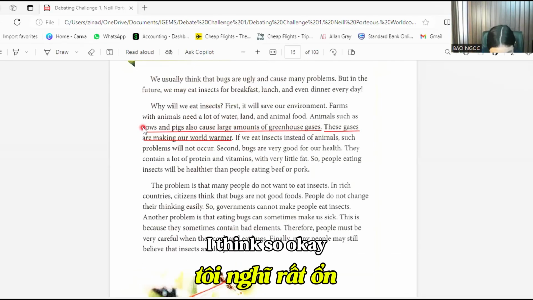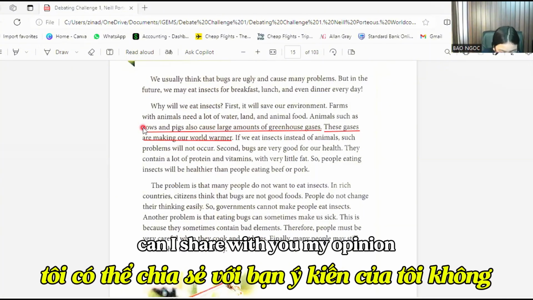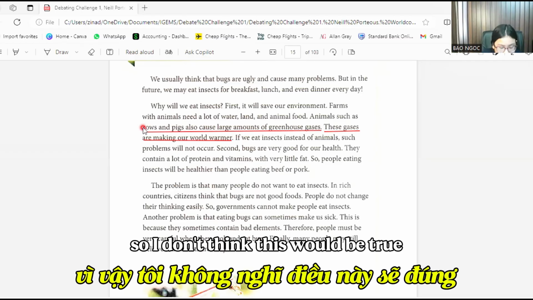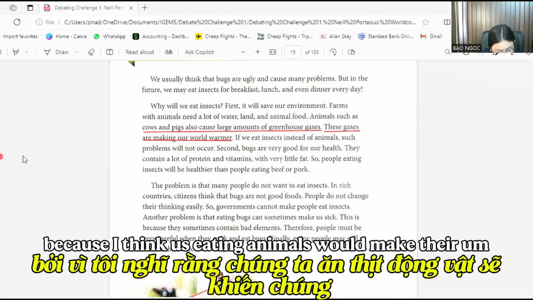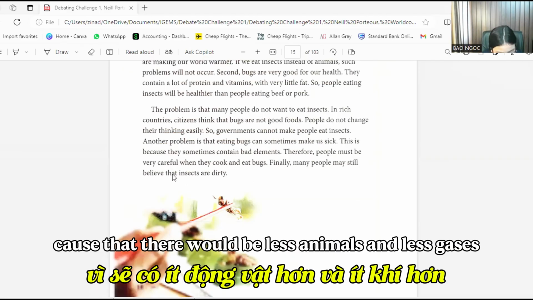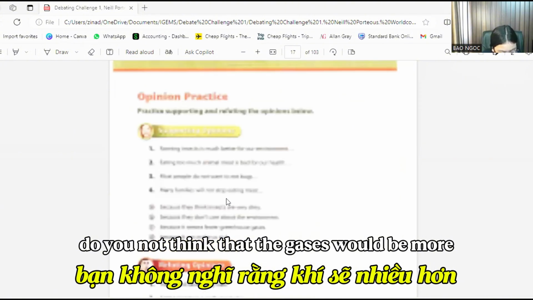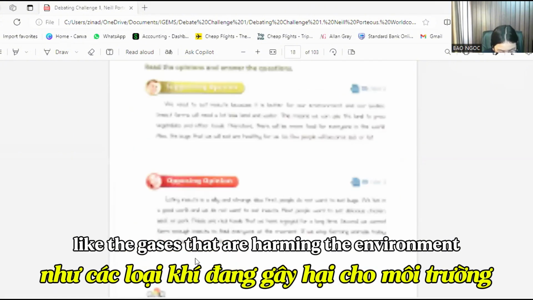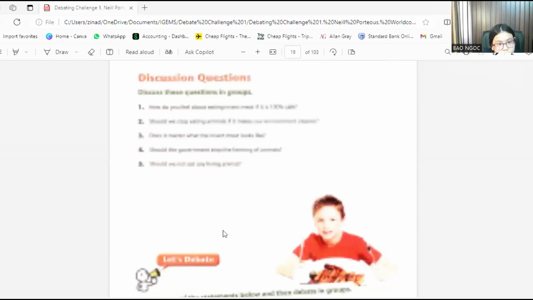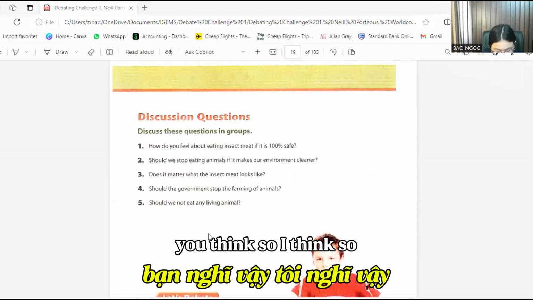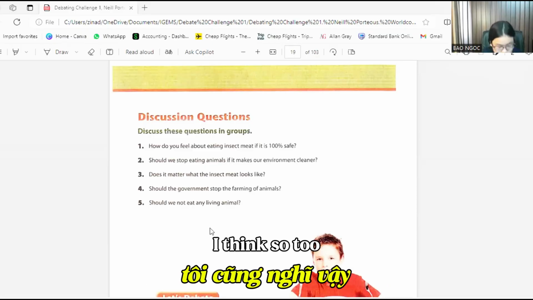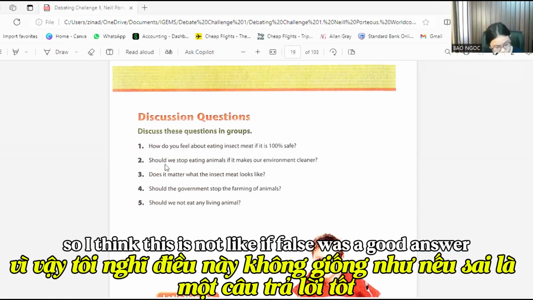I think so. Okay. Can I share with you my opinion? All right. So I don't think this would be true, because I think us eating animals would cause there to be less animals and less gases. If no one eats the animals, do you not think that the gases would be more? Like the gases that are harming the environment would be more? Yeah. You think so? I think so. I think so too.